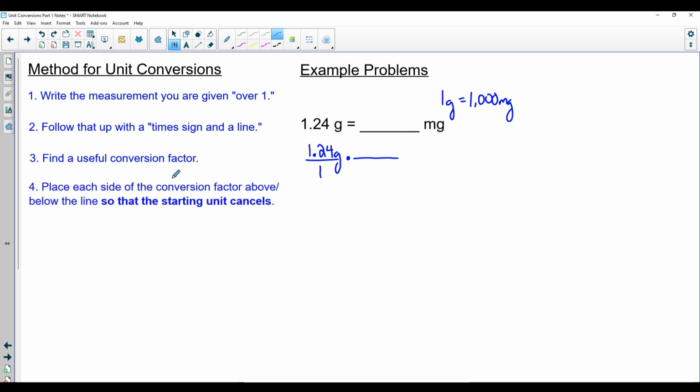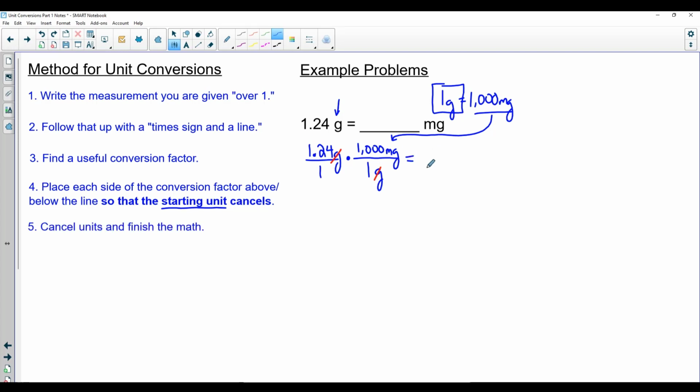The fourth step is to place each side of the conversion factor above and below the line so that the starting unit cancels out. Well, the starting unit was grams, and so I need this side of my conversion factor to be written on the bottom because a gram divided by a gram is just 1, and so it stops mattering at that point. Now we need to take the other side of the conversion factor, the 1,000 milligrams, and it just ends up on top because that's the only place we have left. Now the fifth step is to cancel the units and finish the math. And well, I already canceled those units because I was making a point.